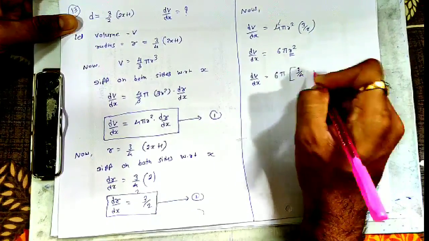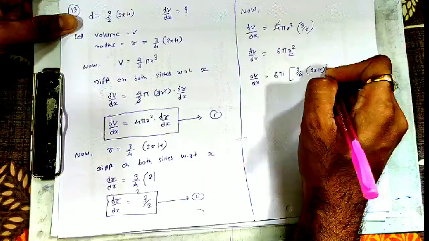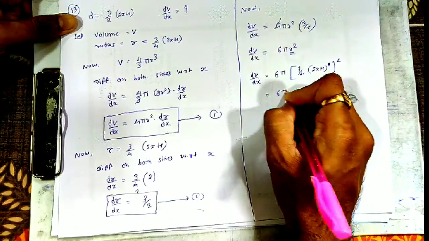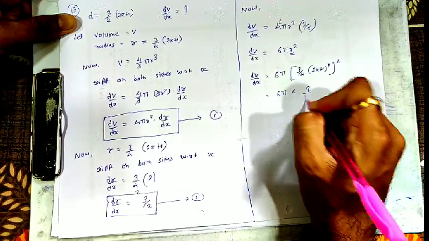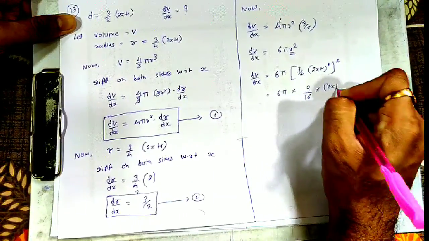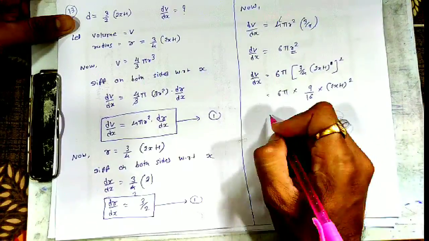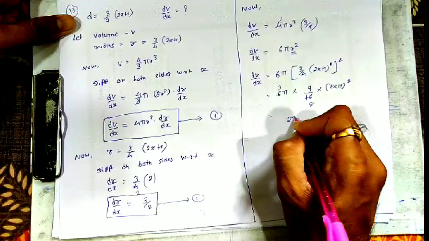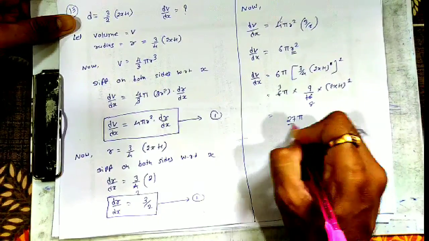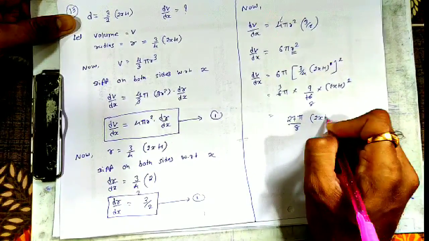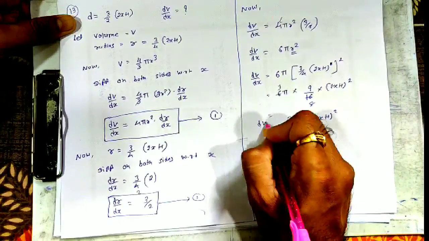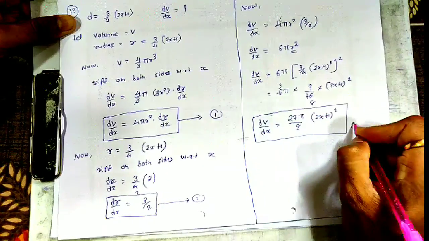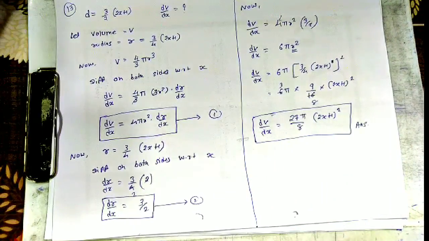r is 3 by 4 into (2x plus 1) whole square. So this one is 6 pi into 9 by 16 into (2x plus 1) whole square. This is your final answer. We will cut this: 8 and 3, 3 9s are 27. So 27 pi by 8 into (2x plus 1) whole square. This is the rate of change of volume with respect to x, your answer. Clear? Any doubt in this?